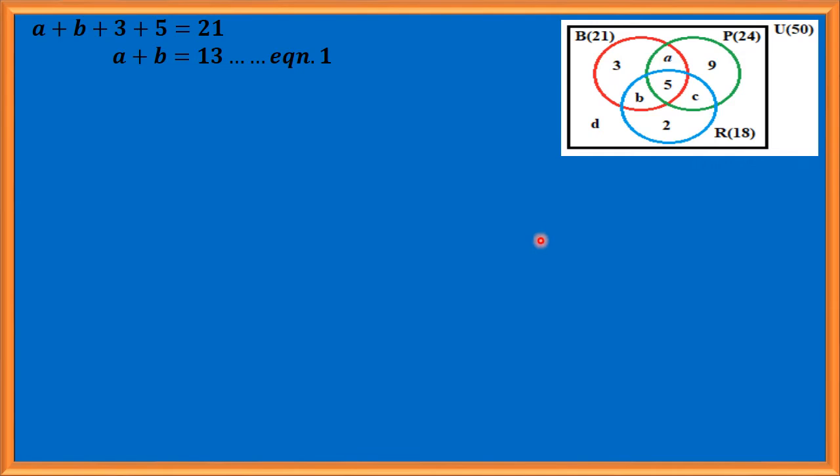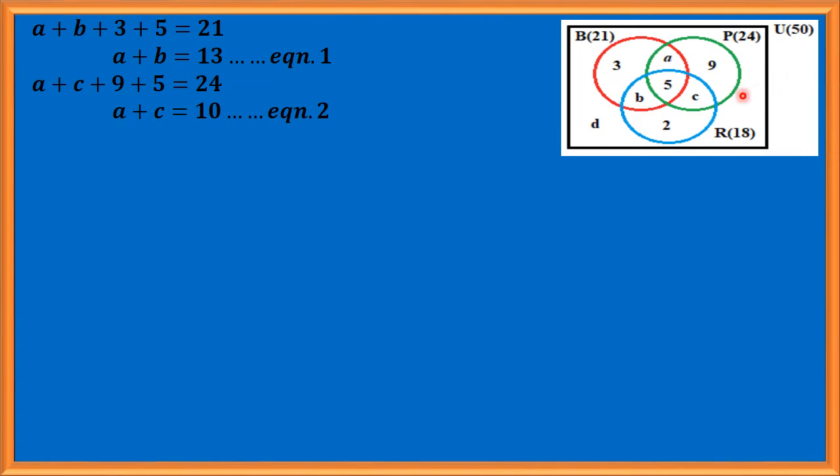Also, when we look at the green circle, which represents plantain, when we add all the components, we should get 24. So we'll have A plus C plus 9 plus 5, and that should be equal to 24. Grouping items, A plus C should be 10, because 9 plus 5 gives us 14, and 24 minus 14 gives us 10. So this becomes our second equation.